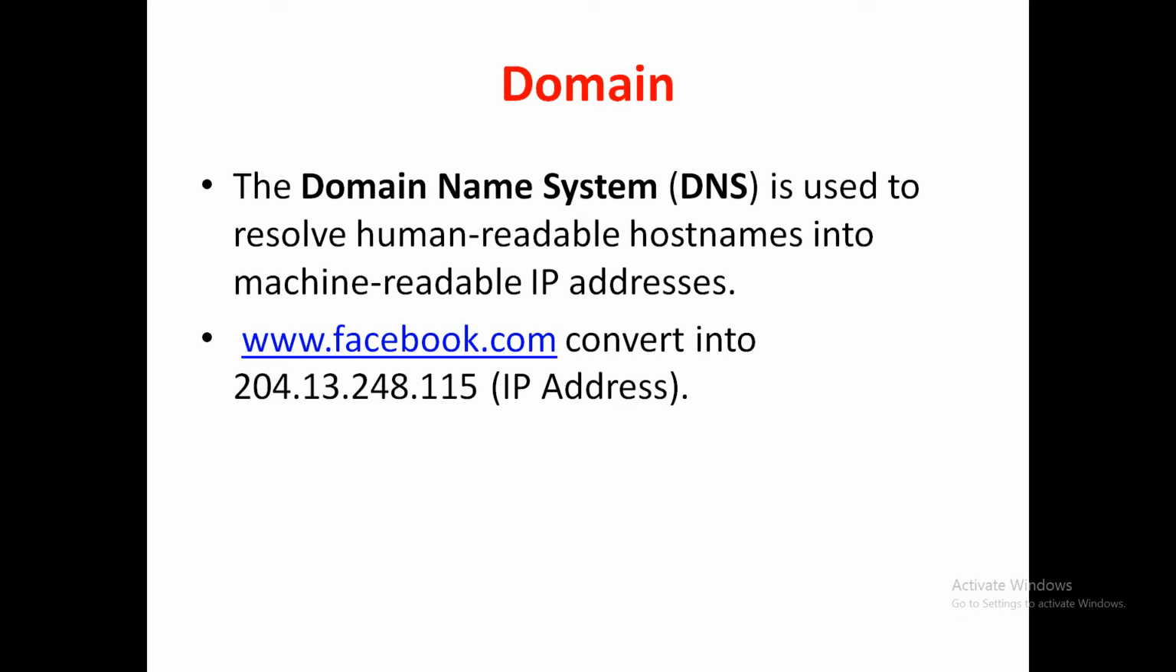So I need an IP address, just like 204.13.248.115. This IP address is just in the form of numbers, so users cannot remember it. So we need a name. With the DNS system, a human readable form like LMF is converted into IP addresses. So for example, www.facebook.com converts into an IP address.